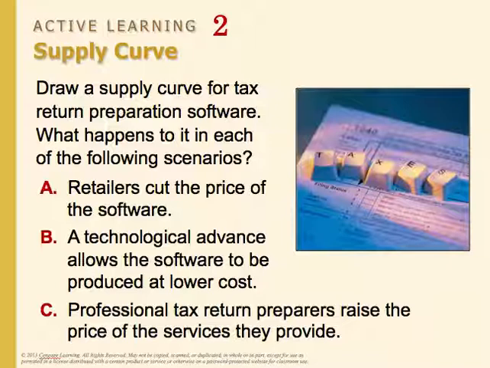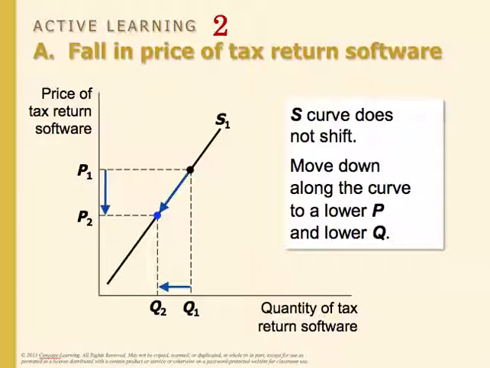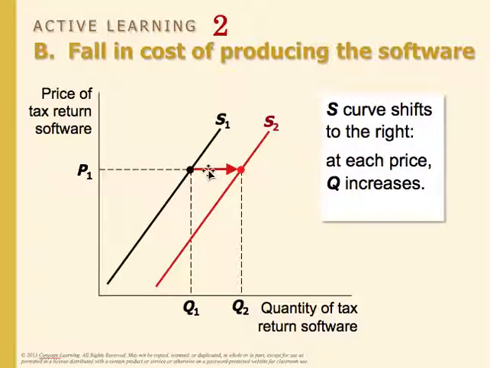The second one was, what happens if there is a technological advancement which allows the software to be produced at lower cost, which basically means that the input cost is falling. We have already discussed this case before. If there is a technological advancement or if the input cost is falling, then the quantity supplied at each different price is going to go up. That means the supply is going to increase. So we have an outward shift in the supply curve from S1 to S2.